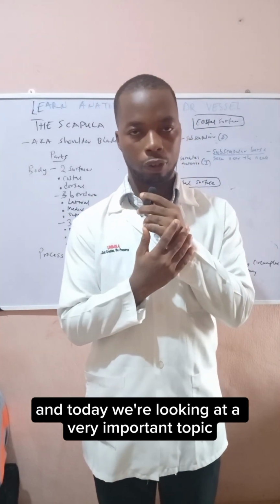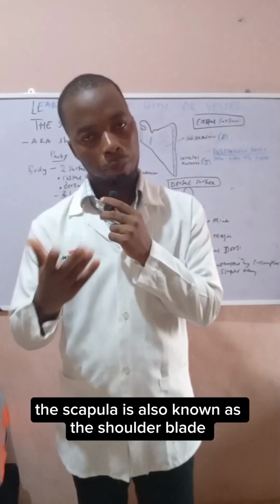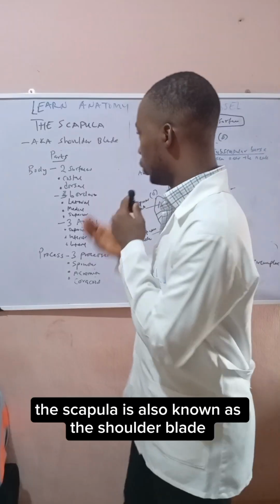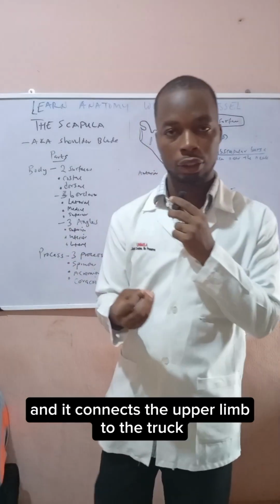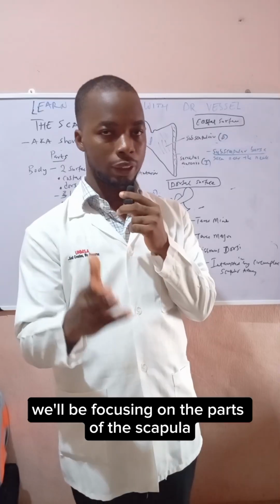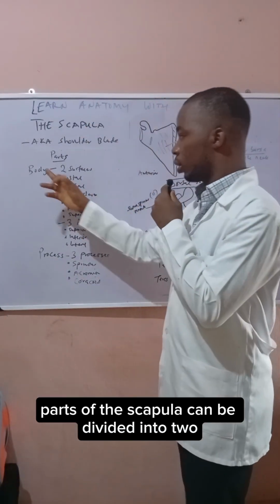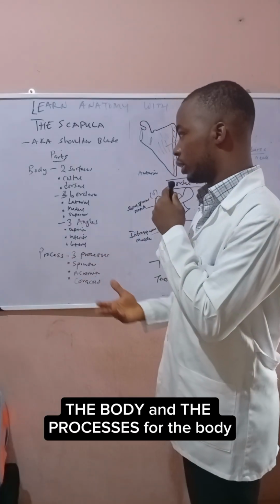Today we're looking at a very important topic, which is the scapula. The scapula is also known as the shoulder blade, and it connects the upper limb to the trunk. In today's video, we'll be focusing on the parts of the scapula. Parts of the scapula can be divided into two: the body and the process.